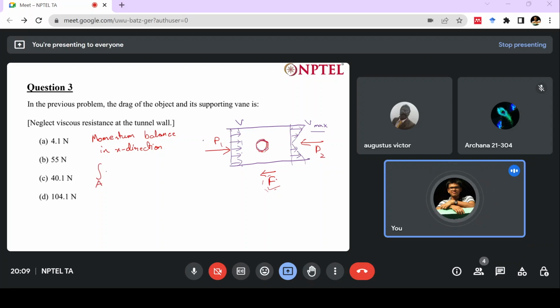The flux term, this is this. Vx is there. We are only interested in the x direction velocity. Vx is there, V dot n cap is there, dA. This is equal to my forces.